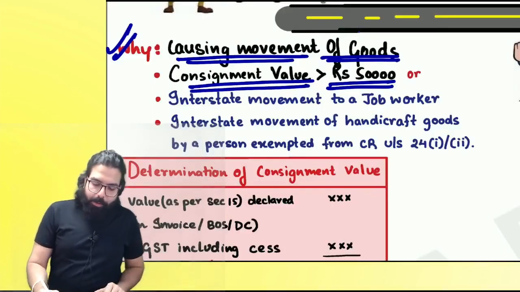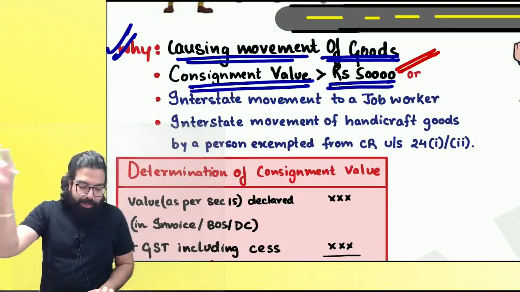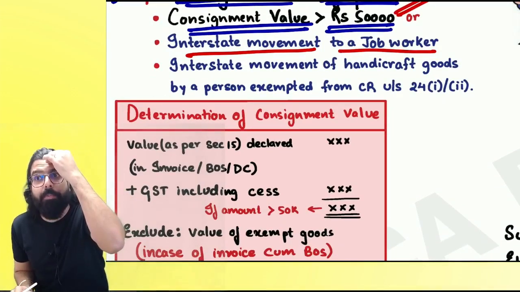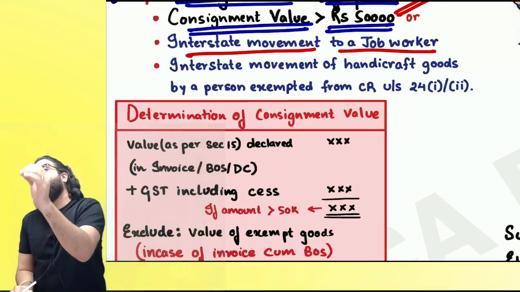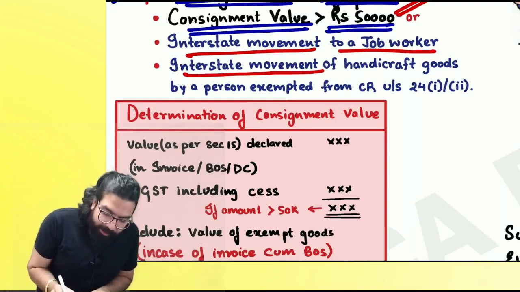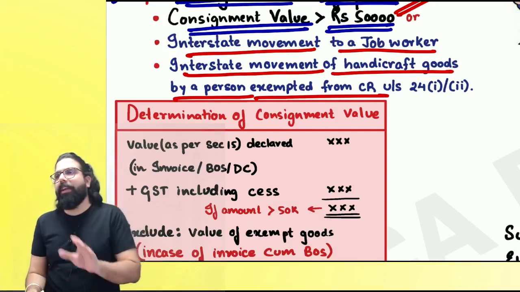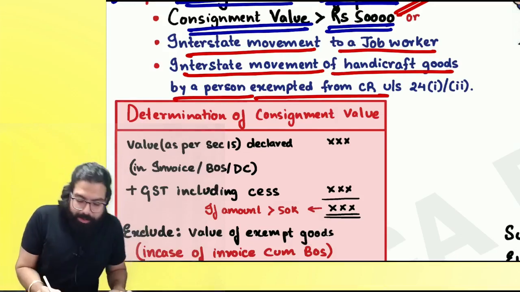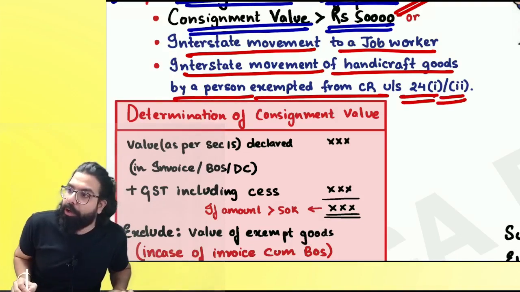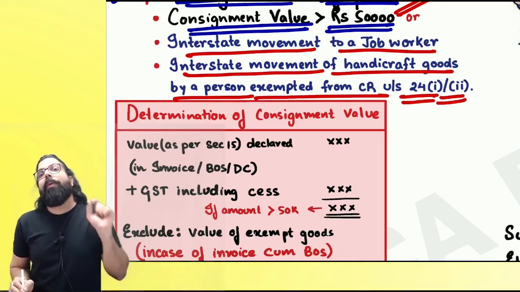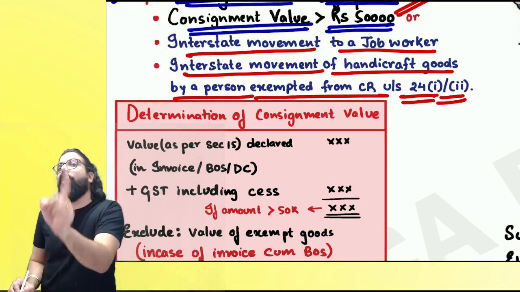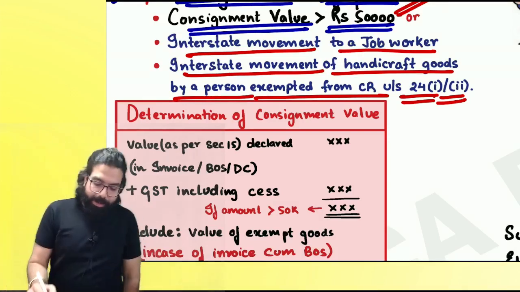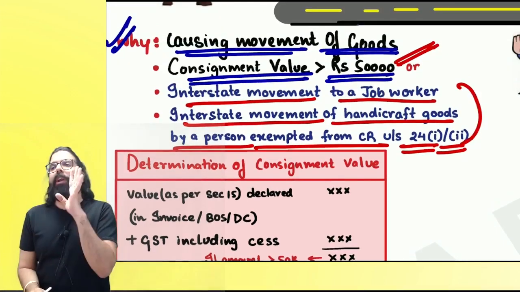Everyone over here now. Number one, an e-way bill is required whenever consignment value is greater than 50,000. Number two, if you are doing interstate movement to a job worker, then also compulsorily an e-way bill is required irrespective of the value. And sir, interstate movement of handicraft goods by a person exempted from compulsory registration. Do you remember, interstate suppliers of handicraft goods are exempted from registration under section 24(1) and section 24(2), as are casual taxable persons. So in that scenario, when you are exempted from compulsory registration, the government is telling you to generate an e-way bill so that at least I can track how much your movement is. Can I go ahead, everyone? And hence, these are the two scenarios when, irrespective of the value, you are required to generate an e-way bill.